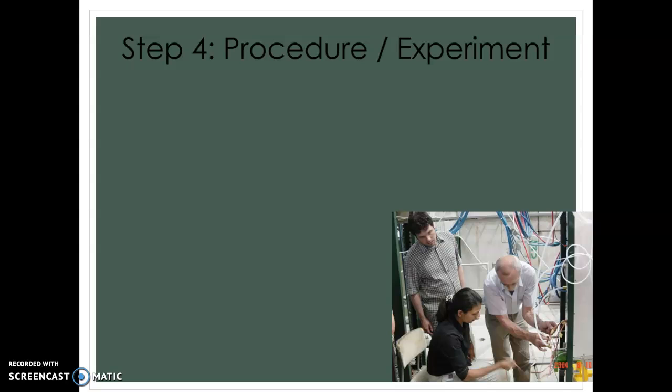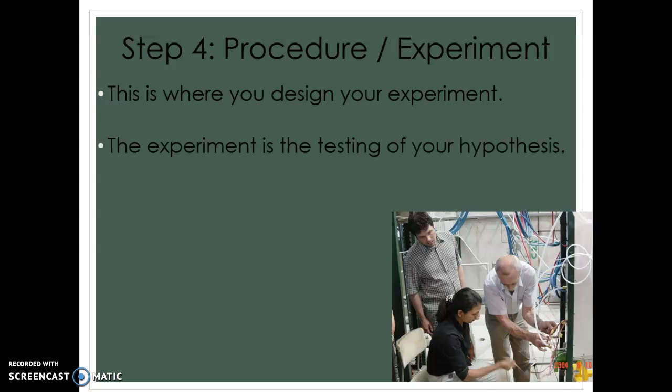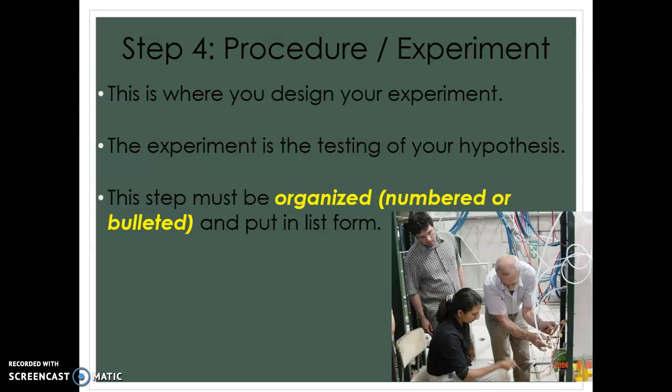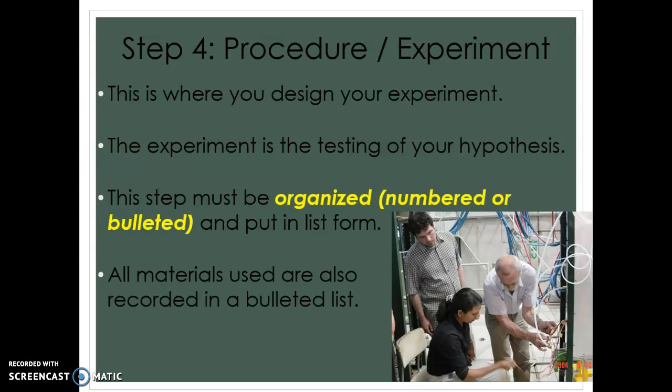Once we have our hypothesis, we can now actually run our experiment, and we have a procedure for our experiment. This is the way that we're going to test our hypothesis. We need to design the experiment to test that hypothesis. We do want to make sure we record the steps. They should be organized and numbered or bulleted so it's clear what you performed, how you went about taking those steps, and someone else can then repeat that, or you could repeat that again later. Your materials are also listed in a bulleted list.